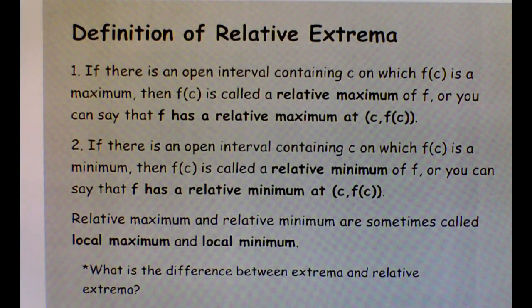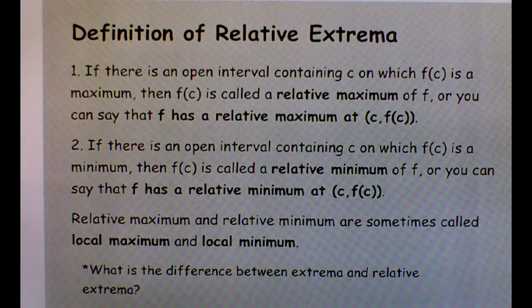So the definition of relative extrema. Those were absolute extrema we just talked about. If there's an open interval containing c on which f of c is a maximum, then it is a relative maximum. Or you can say f has a relative maximum at c, comma, f of c. Like I just said, there was a max at 3, 2, whatever those numbers are.